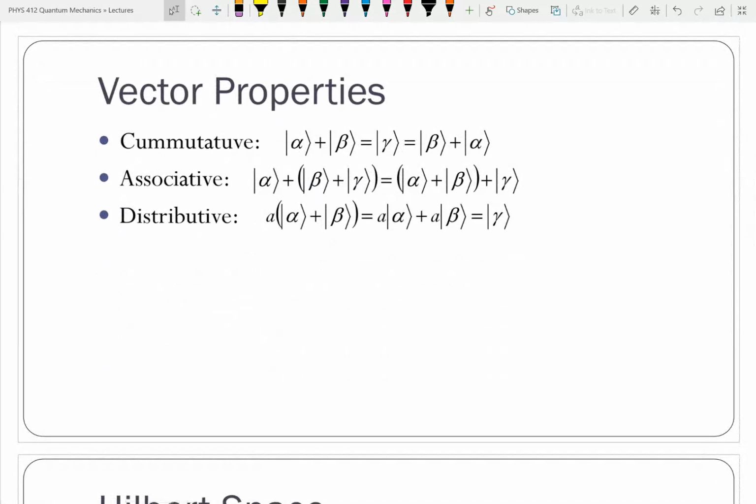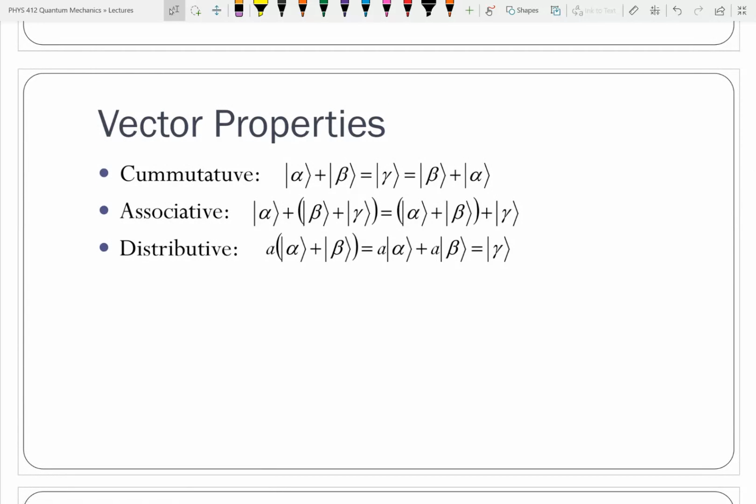Some vector properties that I don't think take any time for you to wrap your mind around: the commutative property. If I add two vectors, I should get a third vector. So that's where alpha plus beta is equal to gamma. Two vectors added together give you a third, and it doesn't matter what order you add them in.